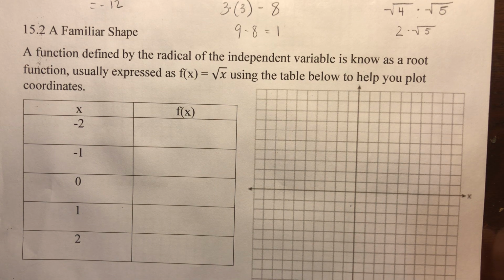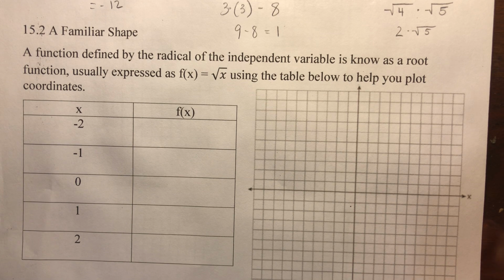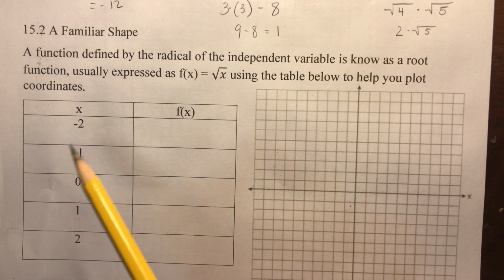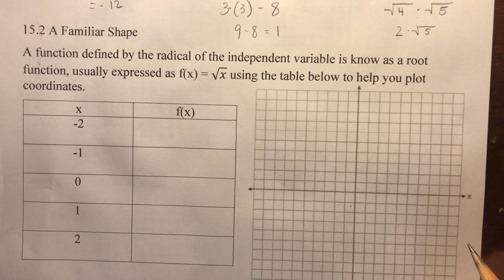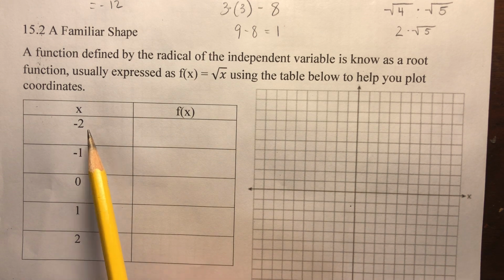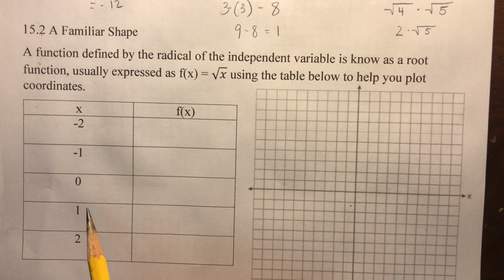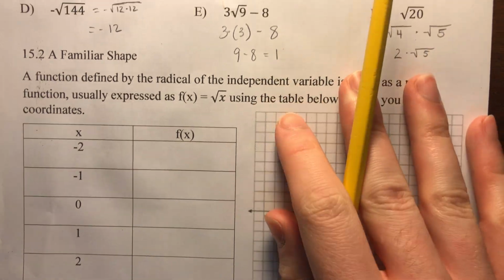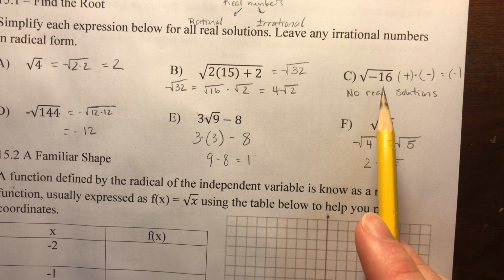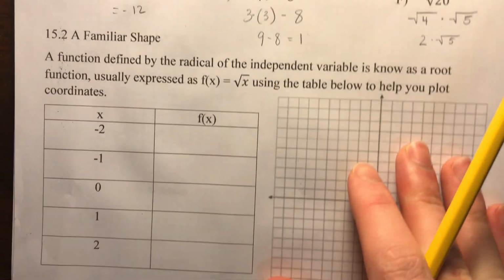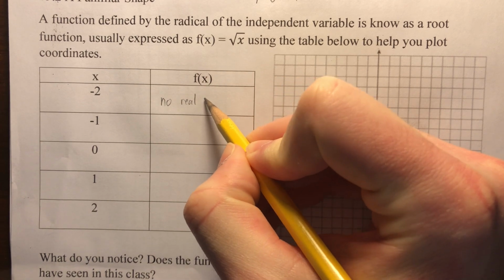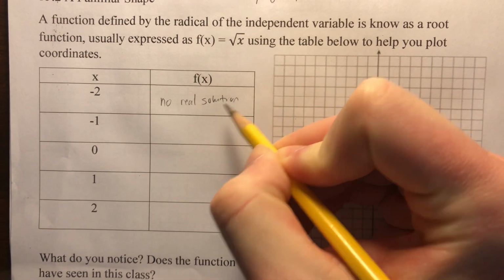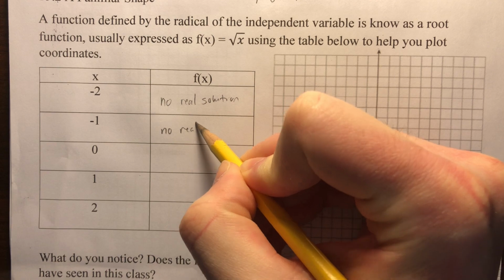Okay. Well, one thing you should probably know, just by looking at this, there are already a few inputs on here that it's not going to be possible for us to get an output for. So those would be -2 and -1. Because we just showed in the do now, you can't put a negative number in a radical. You'll get no real solutions. So here we have no real solution. And here we have no real solution.